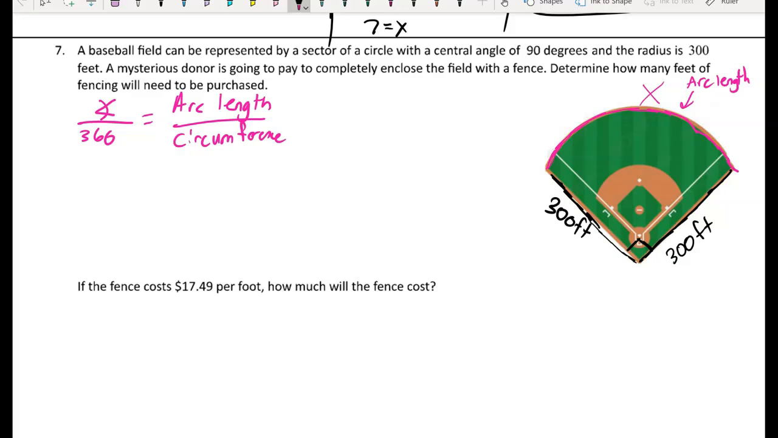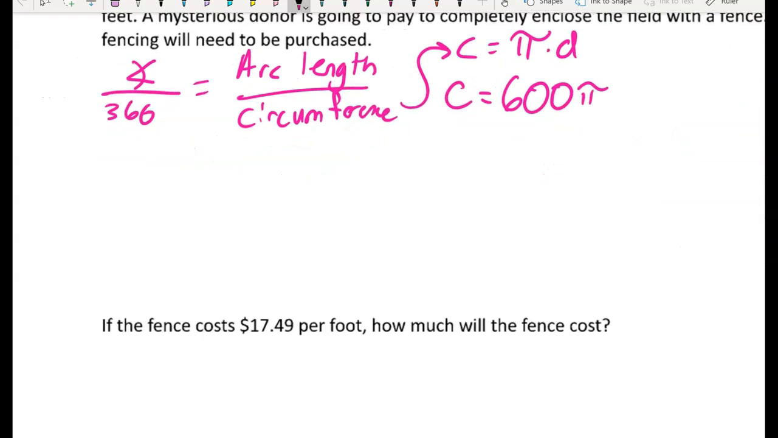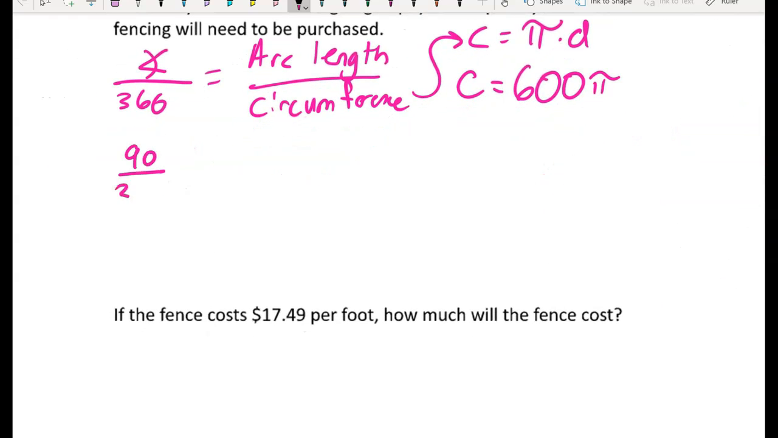Remember, the circumference is just the distance around the circle, and we have a formula for that. It's just pi times my diameter. In this case, if my radius is 300, my diameter is just double that, so I could represent my circumference as 600 pi. So I'm going to set up a proportion here. My central angle is 90 degrees, divided by a full rotation of a circle, 360, equals my arc length, which I don't know, divided by my full circumference, which I know is 600 pi.